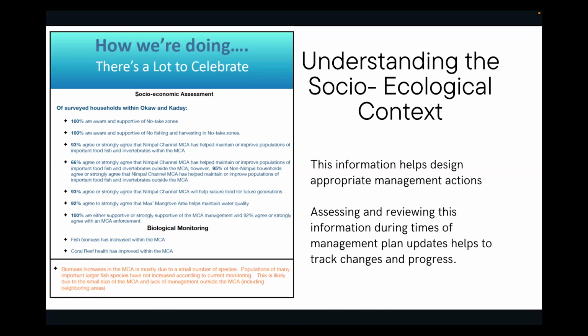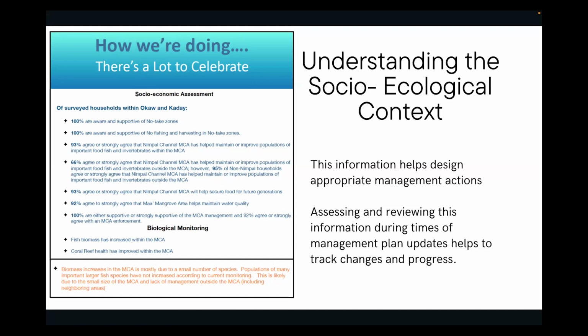The biological monitoring, some successes were that the fish biomass had increased within the MCA. So that was great. And there's a whole other page that's underneath here, which is the challenges. But I wanted to show you one, which was that the biomass increases in the MCA were mostly due to a small number of species. So that populations of many of the important larger fish species had not increased according to the monitoring. And that's likely due to the small size of the MCA and the lack of management outside of the MCA for those bigger fish species.